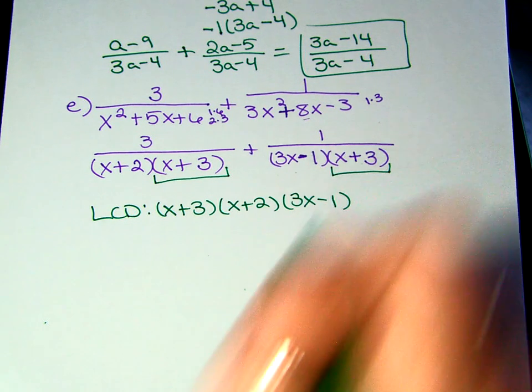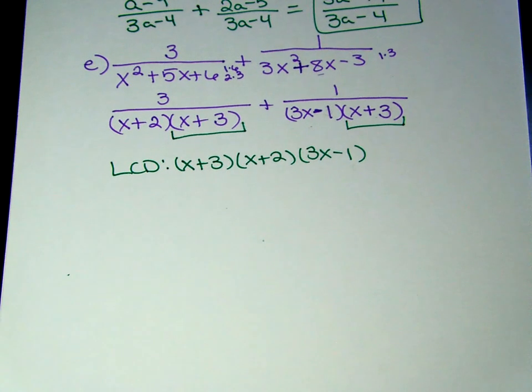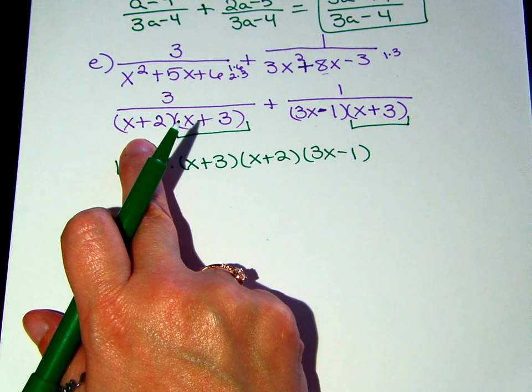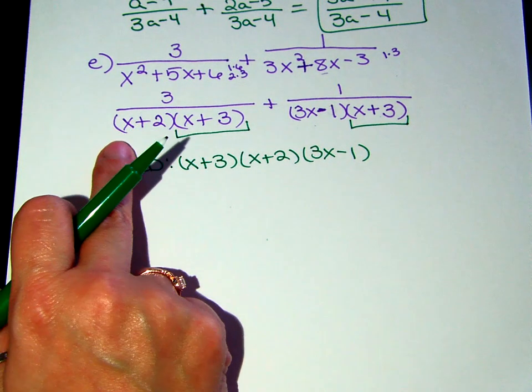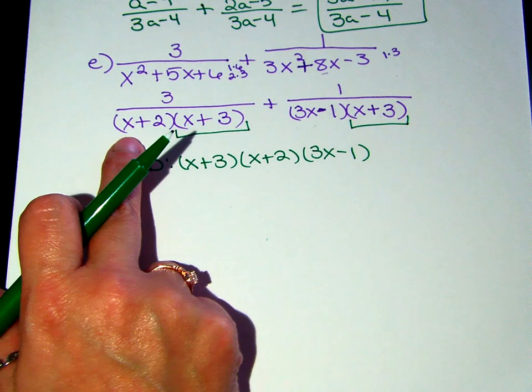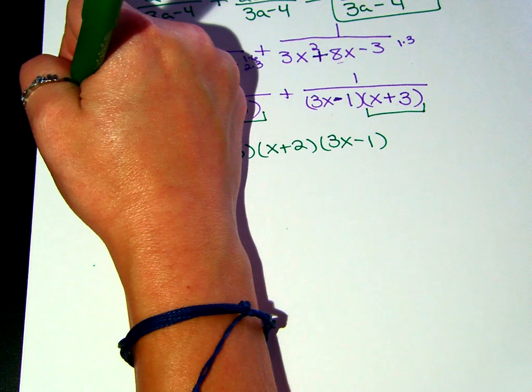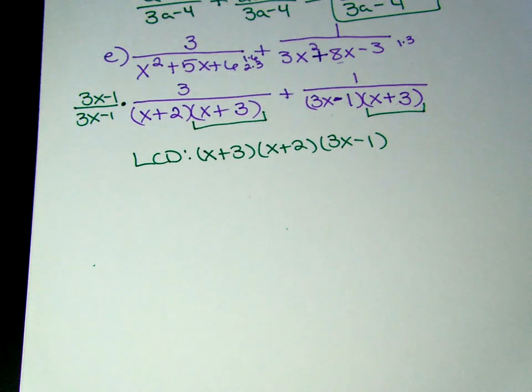And again, Pearson is kind. They do not expect you to FOIL that. Like, that's gross. And so they're letting you leave your denominators in the factored form, which is super nice. And so really what we're asking, if I need an x plus 3, an x plus 2, and a 3x minus 1, what is this first expression missing in the denominator? Yeah, that 3x minus 1. So that's what I'm multiplying the top and the bottom by, because that's the one term that's missing.